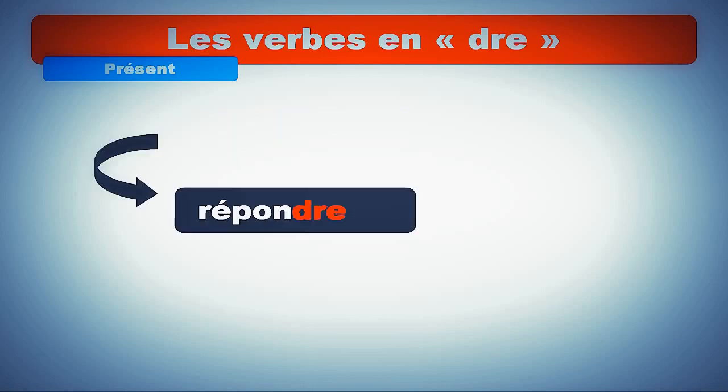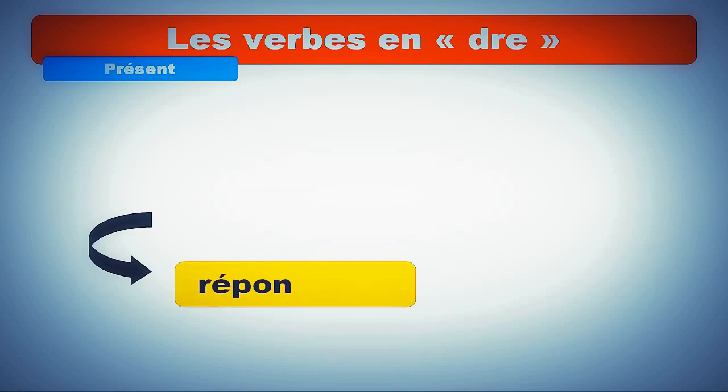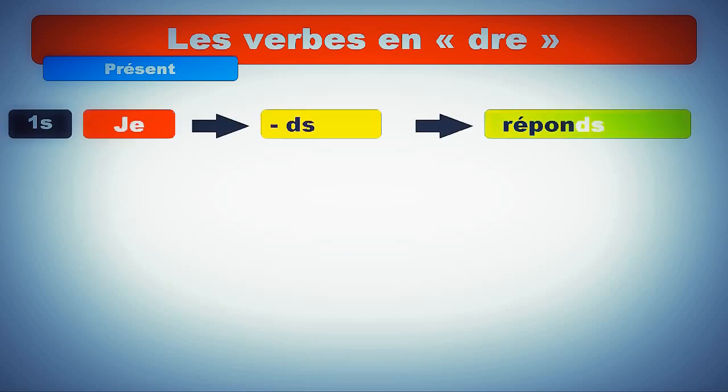So the idea is that you've got to spot, of course, the ending. In this case, the ending is DRE. All right, and so you will then take away the DRE, and you'll get this répon: R-E accent aigu, P-O-N. After that you will combine this first part with the endings that we'll see right now. The first person ending is DS, and so you'll get the form je réponds.